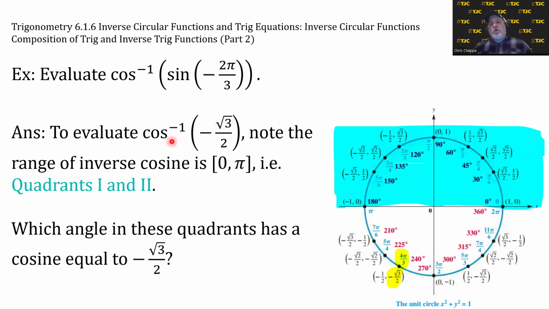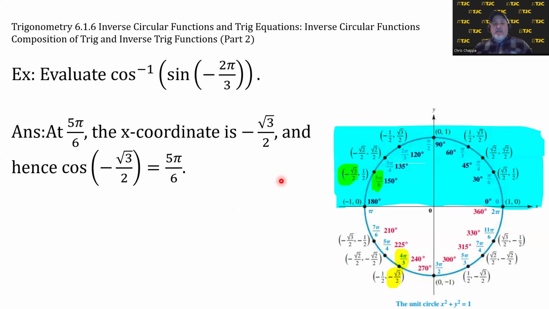Now, to evaluate cosine inverse of negative square root of 3 over 2, note that the range of inverse cosine is 0 to pi, which means quadrants 1 and 2. Which angle in these quadrants has a cosine equal to negative square root of 3 over 2? Well, cosine is the x-coordinate. And it's right there. At 5 pi over 6, the x-coordinate is negative square root of 3 over 2. And hence, cosine of negative square root of 3 is pi over 6.